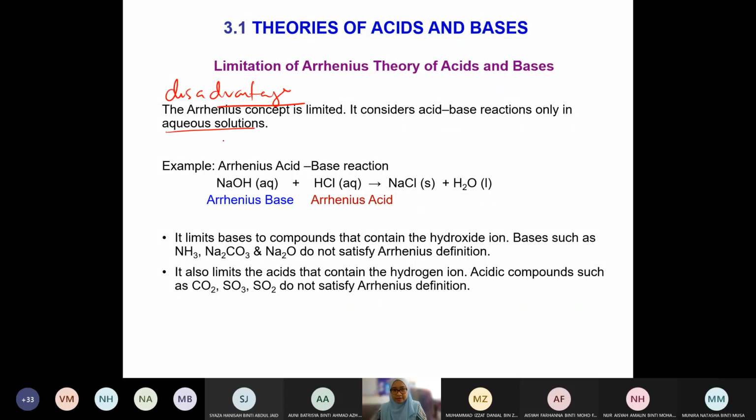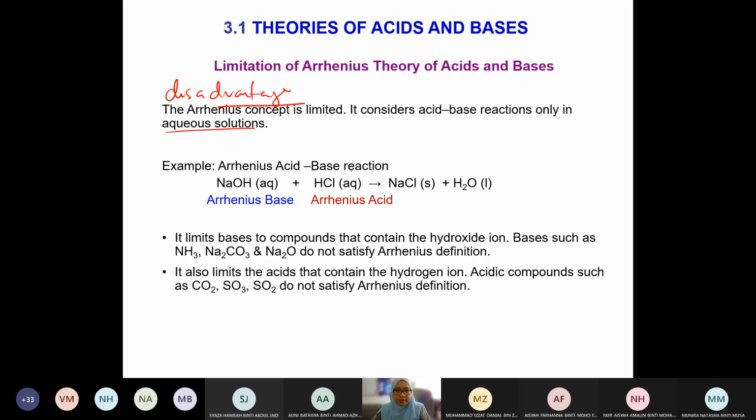But based on Arrhenius just now, the problem is that he said it is a base if it produces OH minus in water. So how about ammonia? Ammonia does not produce OH minus in water, but it is still a base. So that is the limitation of Arrhenius theory. It's not wrong, it's just that its coverage is very limited. So it needs to be expanded further.